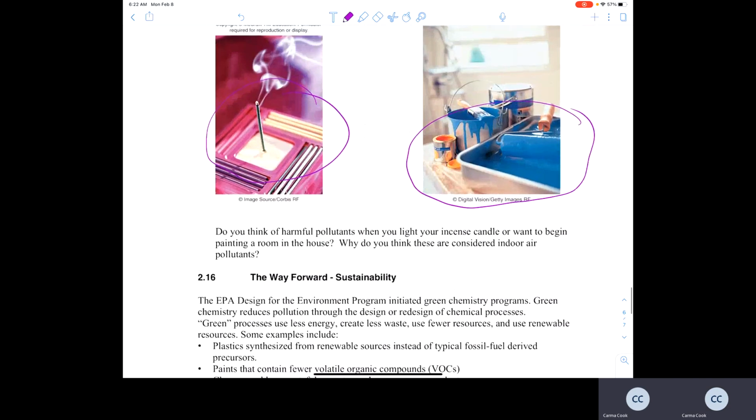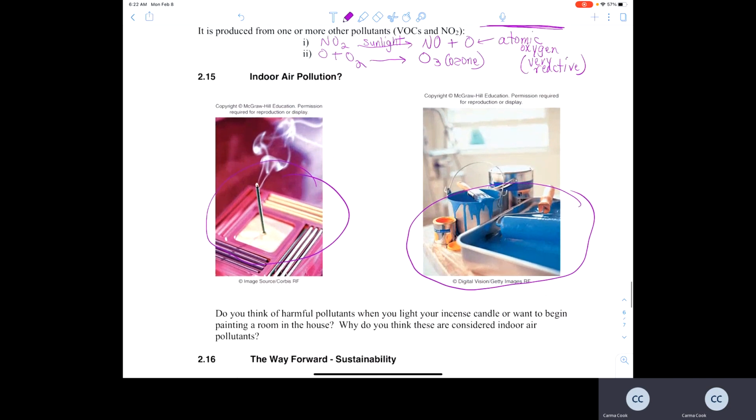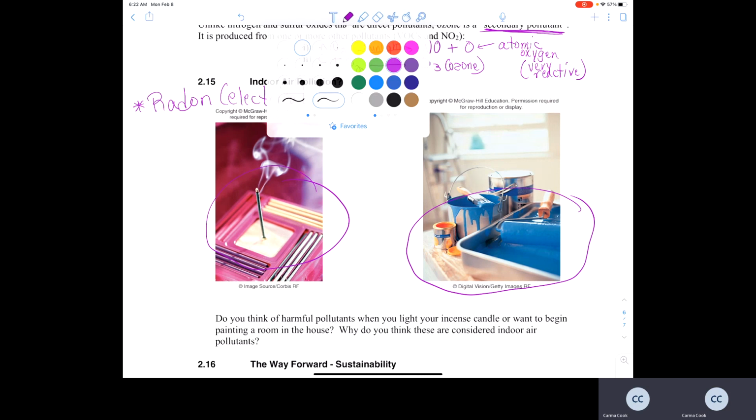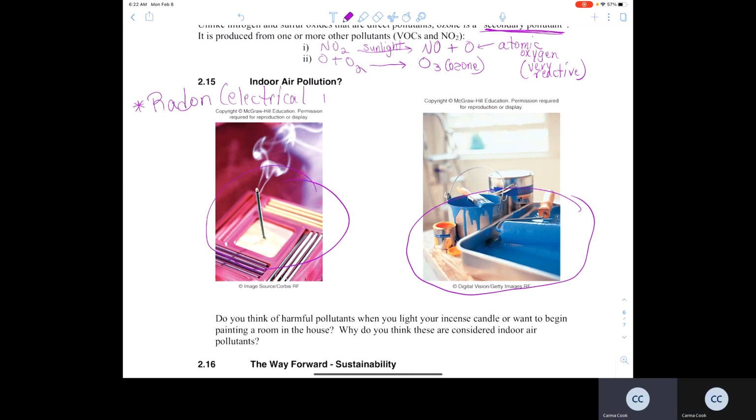And another dangerous air pollutant that a lot of us may have heard about is radon. And most electrical products tend to be a source of radon.